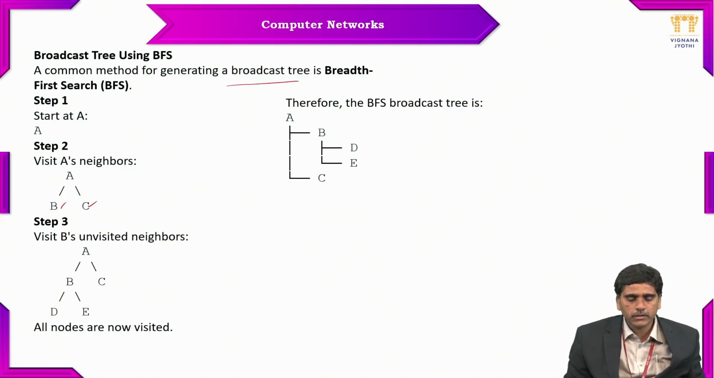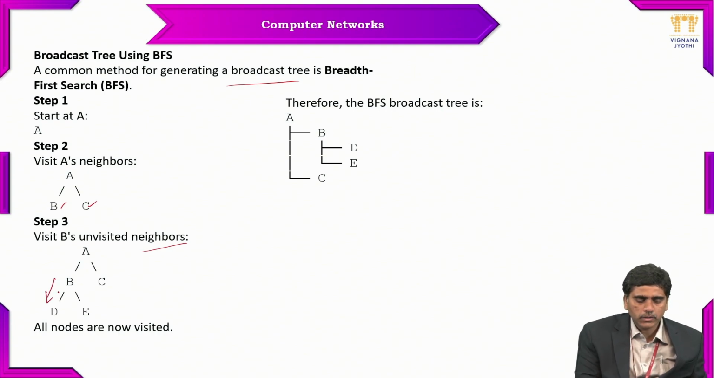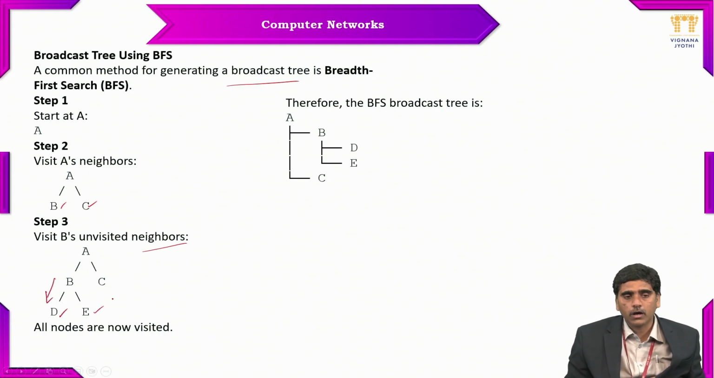Now visit B's unvisited neighbors. A is visiting B and A is visiting C. Now B visits its unvisited neighbors. What are those? From B, D and E are not visited nodes. So now B is visiting both D and E. After visiting D and E, all nodes are now visited.